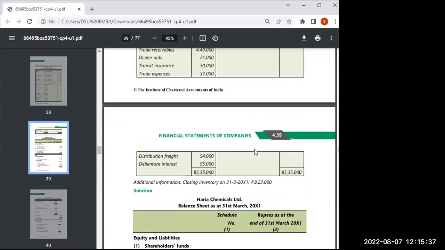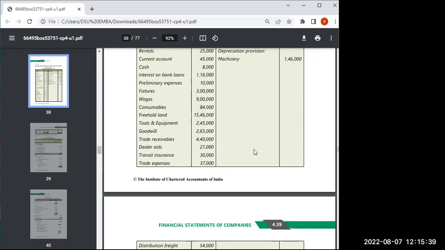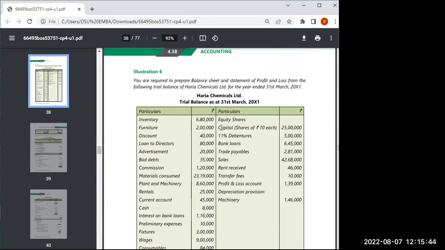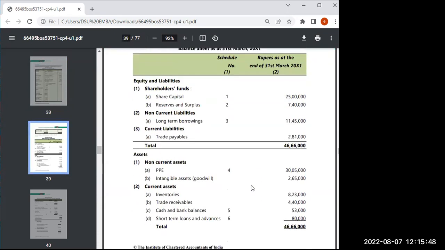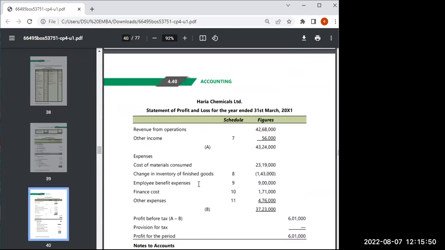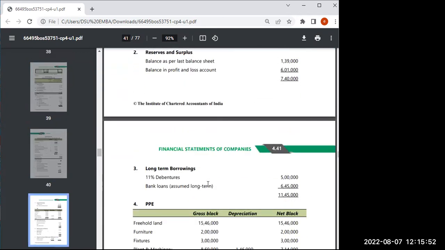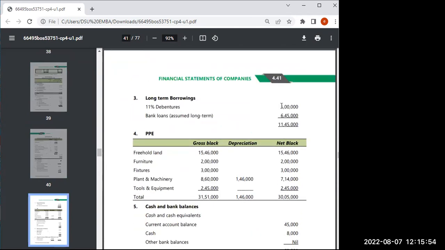What is long-term borrowings in this company? Long-term borrowing is a liability. So you have to check in the credit side of the trial balance. Debenture is there, 5 lakhs. So bring that 5 lakhs here. Long-term borrowings, note number 3. Debenture, 5 lakhs. And there is a bank loan.